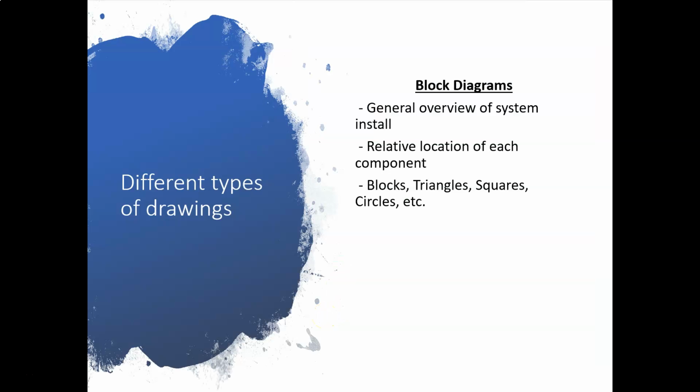Alright, so the different types of drawings. First one here, we've got block diagrams. Right? It's a general overview of the system installed. They're very, very simple diagrams. It pretty much shows you the relative location of each component, but not how it gets there and not where it is necessarily in a room. And it's shown using blocks or triangles or squares or circles or pentagons or whatever you feel like that day.